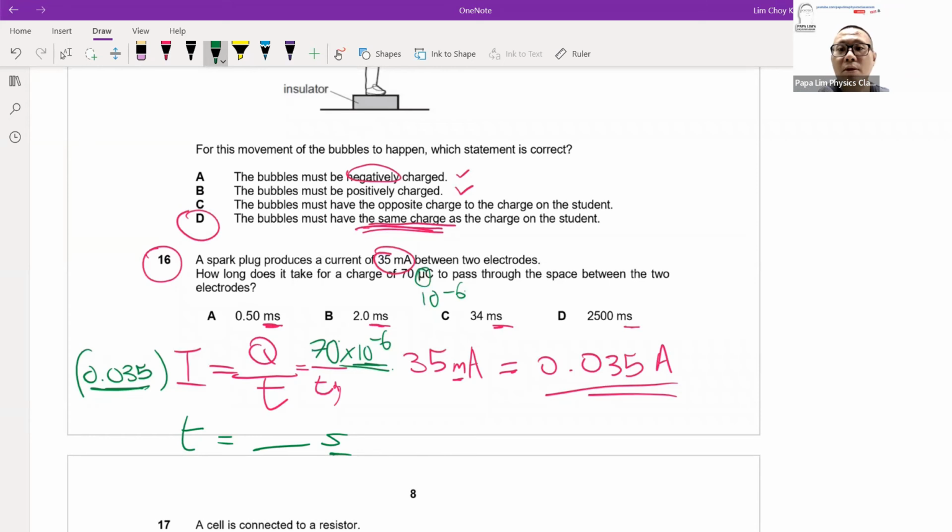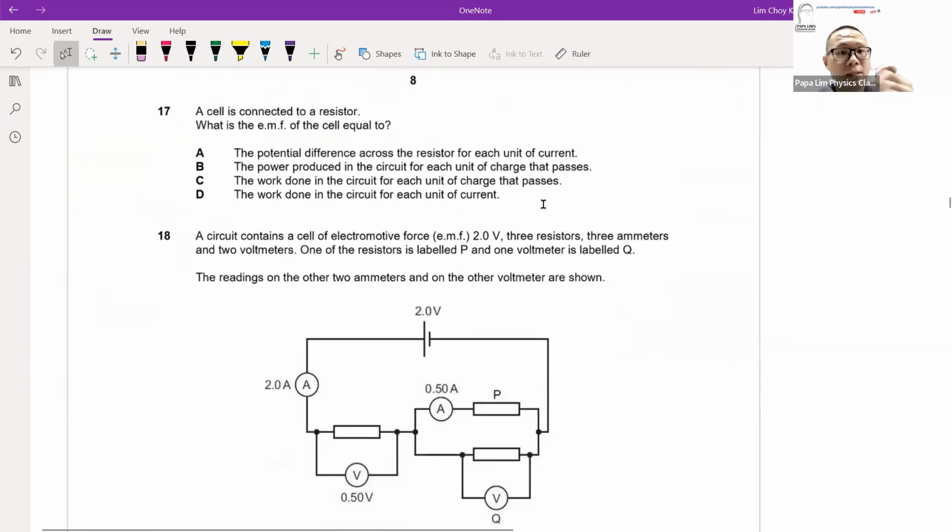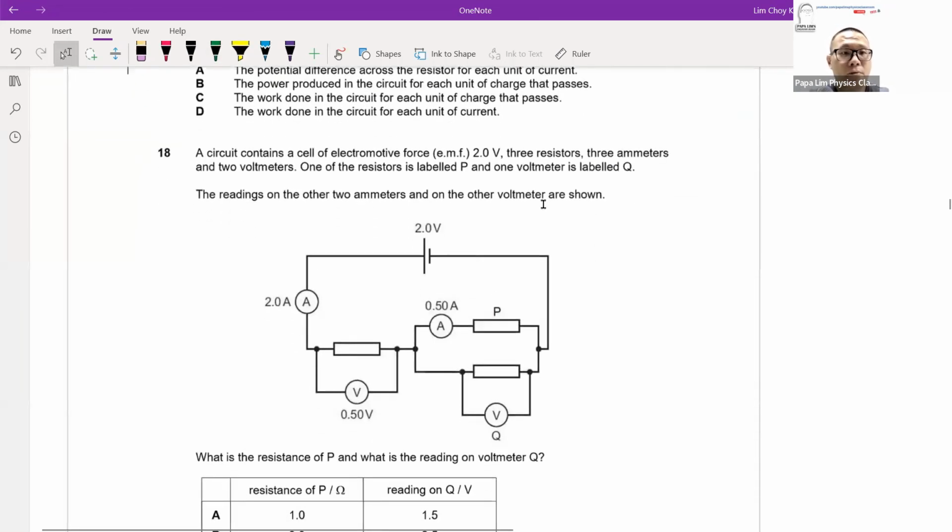So prefixes, chapter 1, you have to know your prefixes, and not just know how to calculate, because sometimes I do require students to actually convert the prefixes themselves. Question 17, nothing much, just standard SI unit, standard definition. Now, 18.